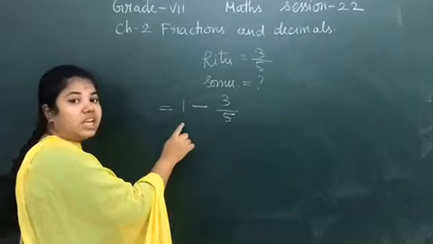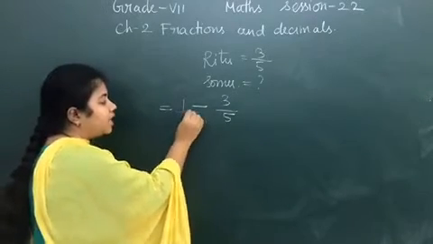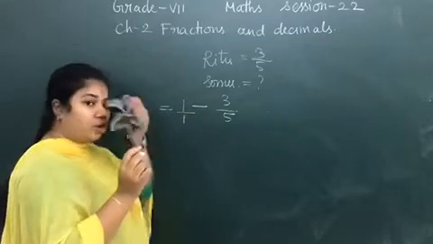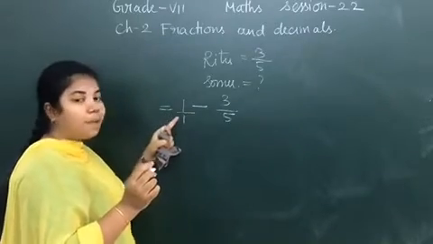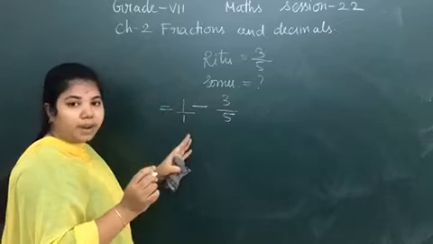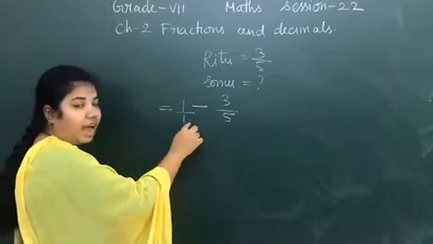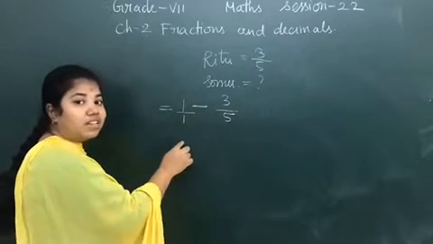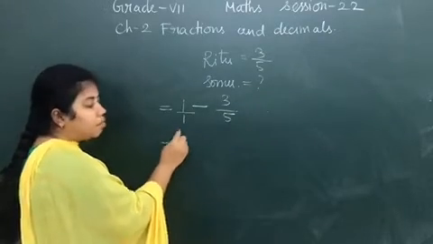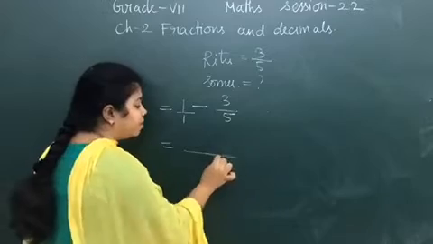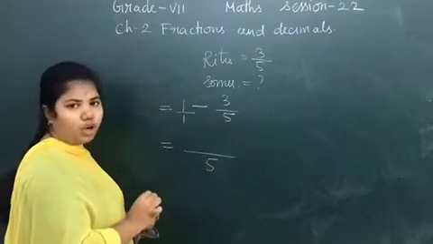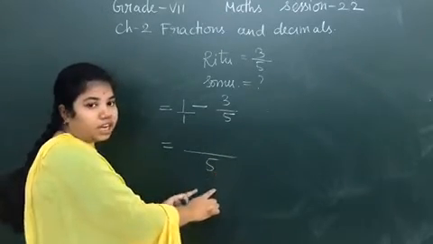So I have to see the denominators. What is the denominator here? 1. I always told you a whole number can be considered as a number divided by 1. So what are the denominators here? 1 and 5. So what is my LCM? Very good. LCM of 1 and 5 will obviously be 5. Are you clear? So my common denominator now is 5.